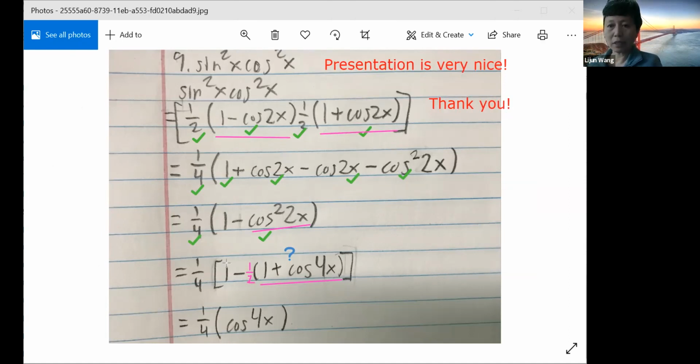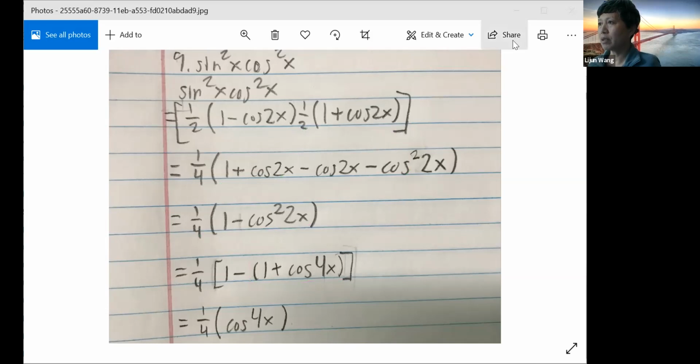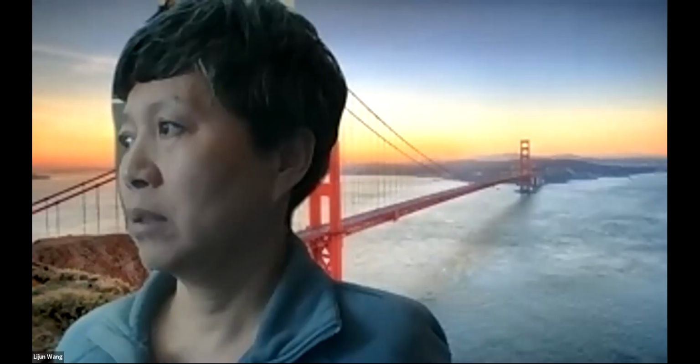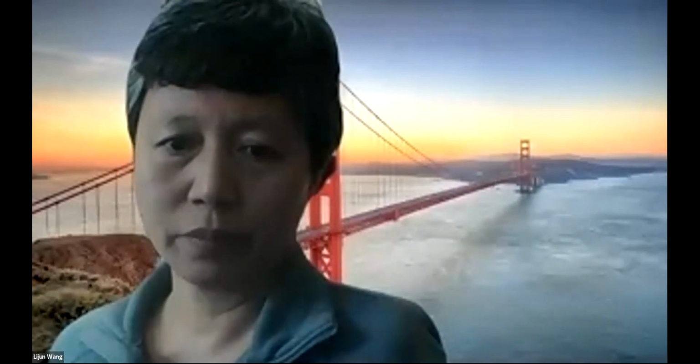Okay, have you guys taken notes on this part? Okay, so I'm going to show you my version of doing this, and I'm also going to show you another method. I hope that will enlighten. Okay, thank you for sharing.